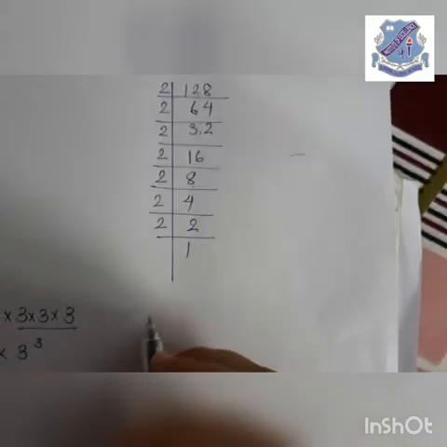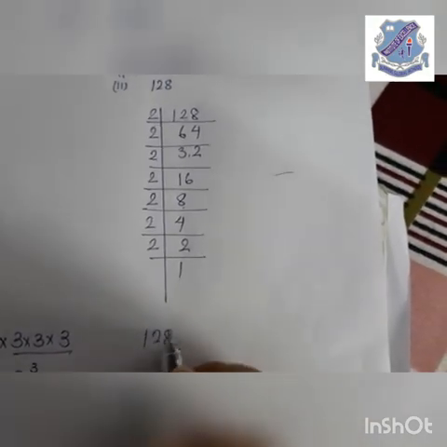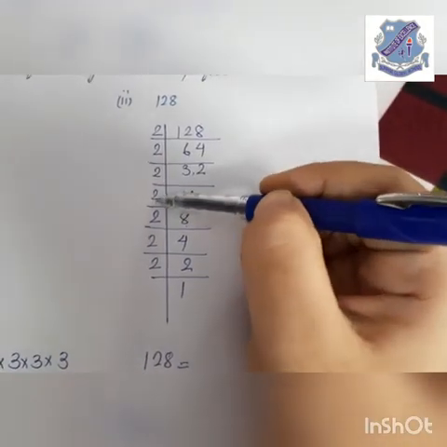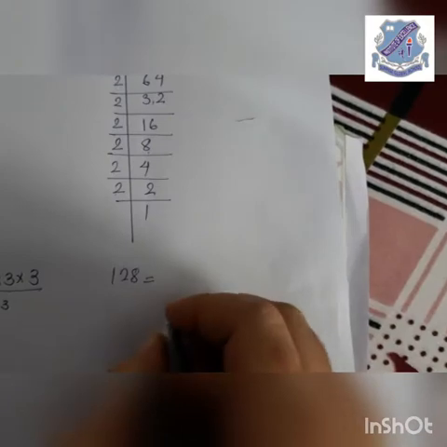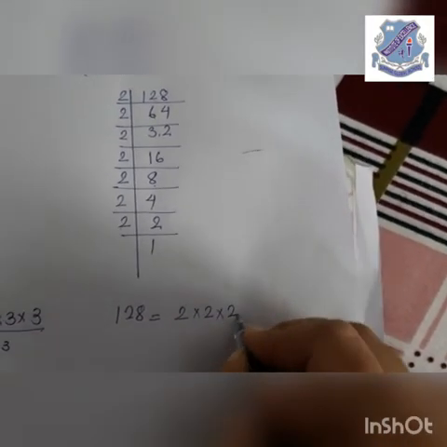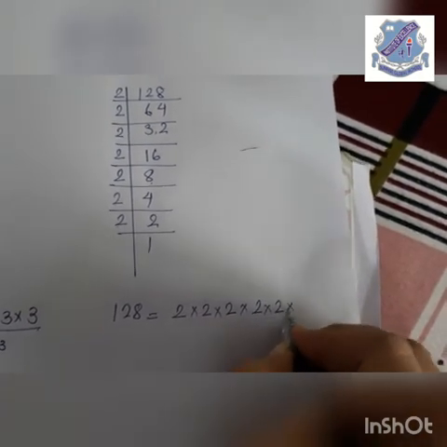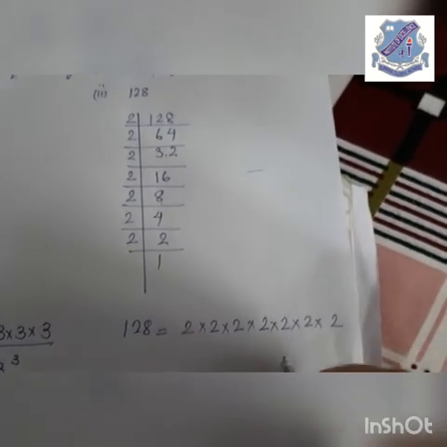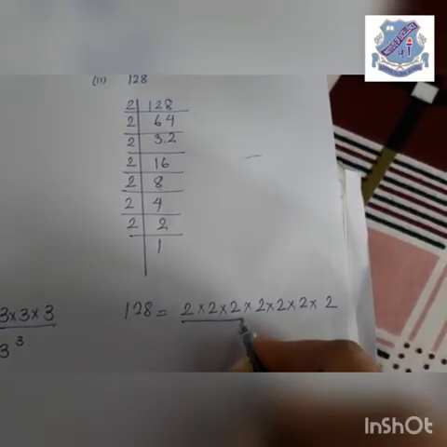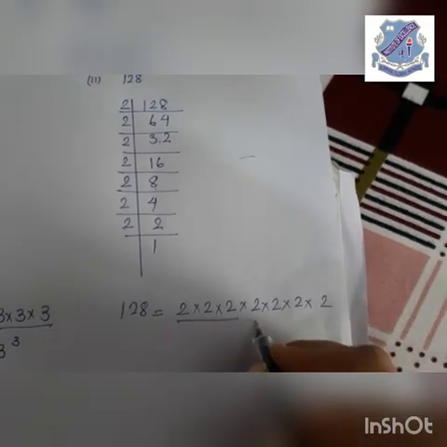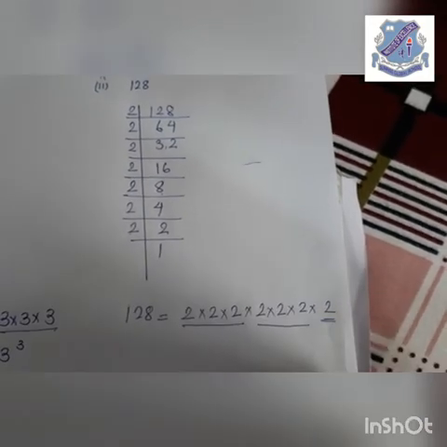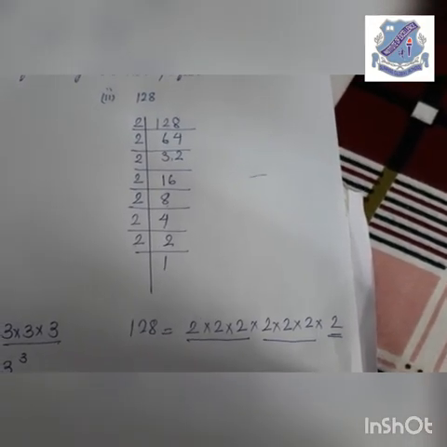While writing the factors of 128, you can write how many times 2 we have got: 1, 2, 3, 4, 5, 6 and 7. Sorry, there are 7 twos in it. Now we will make groups of 3. When we make groups of 3, we got one group. This is the first group and here there is a second group. Now you can see that one number has remained here. This number is 2 which has remained.